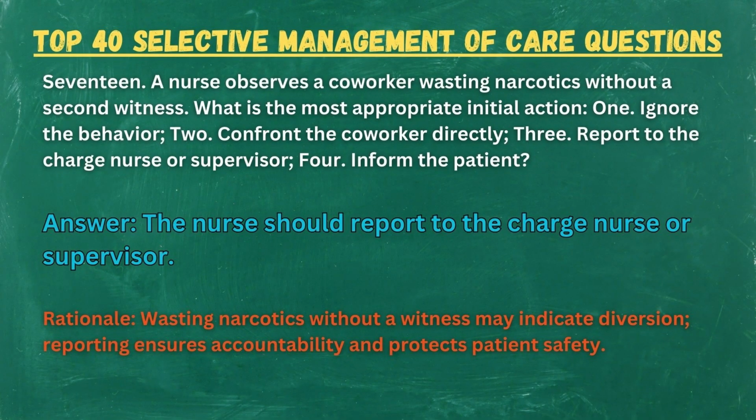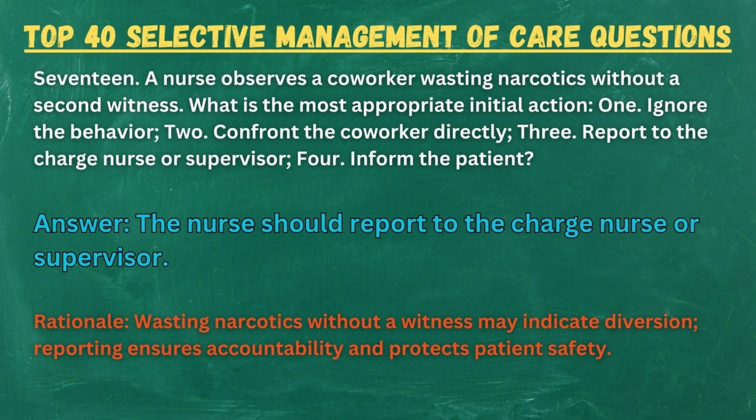17. A nurse observes a coworker wasting narcotics without a second witness. What is the most appropriate initial action? 1. Ignore the behavior. 2. Confront the coworker directly. 3. Report to the charge nurse or supervisor. 4. Inform the patient? Answer: The nurse should report to the charge nurse or supervisor. Rationale: Wasting narcotics without a witness may indicate diversion. Reporting ensures accountability and protects patient safety.